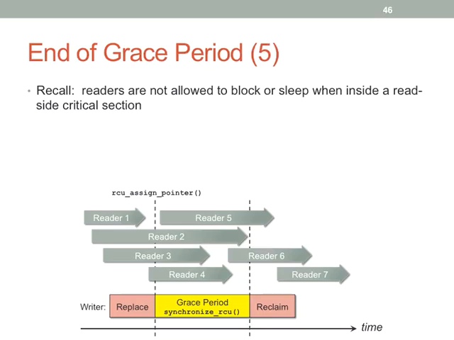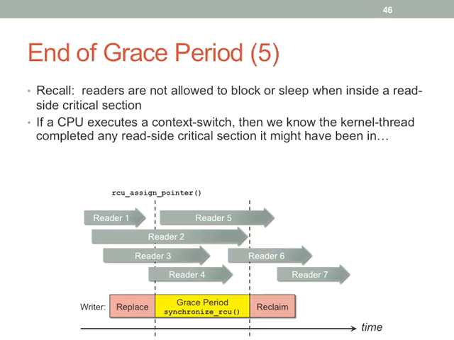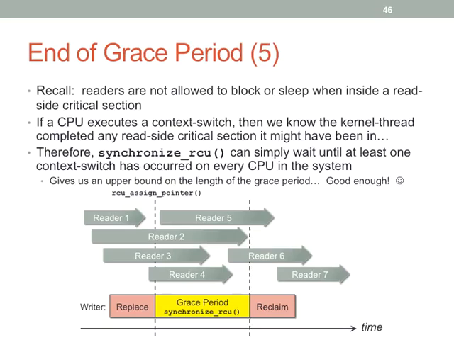Okay. But anyway, so we have all this. If the CPU executes a context switch, we already talked about this. So the synchronized RCU, all it has to do is wait for 1 context switch to occur on every processor. Okay? And like I say here, that gives us an upper bound, so that's really all we need.